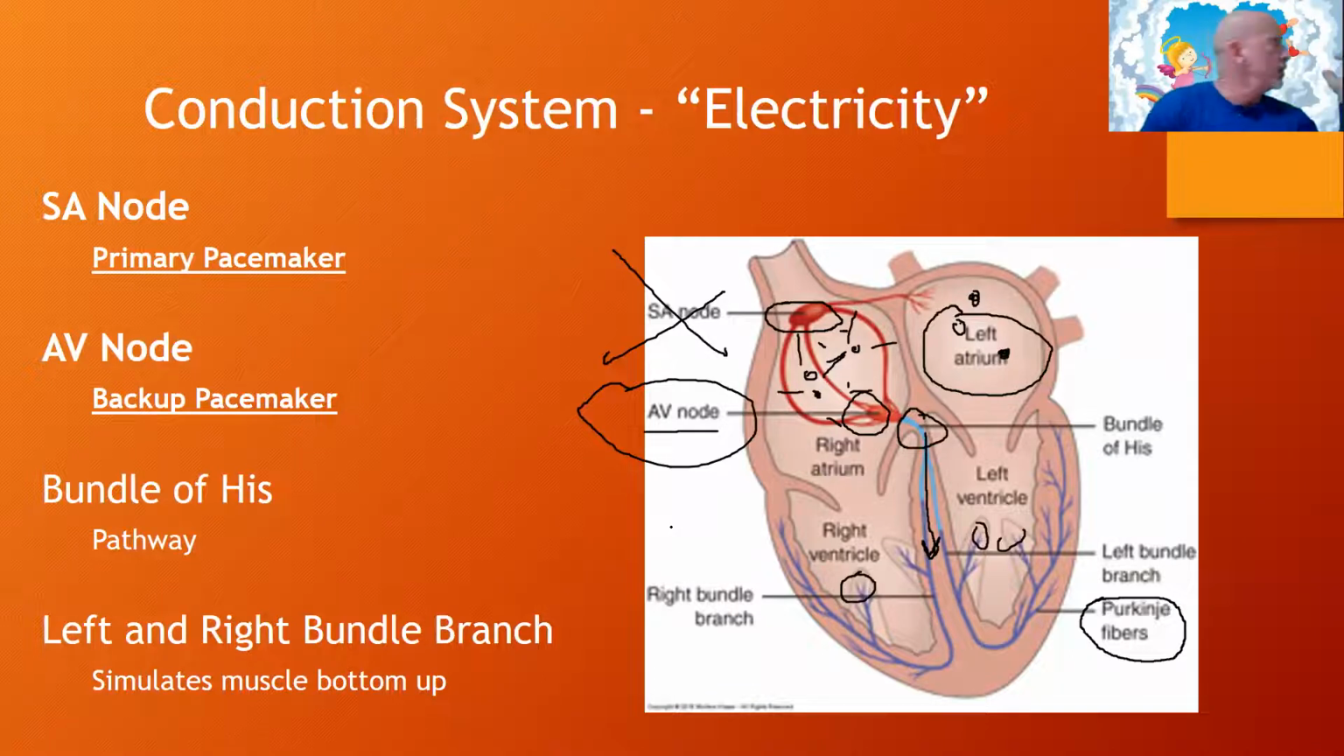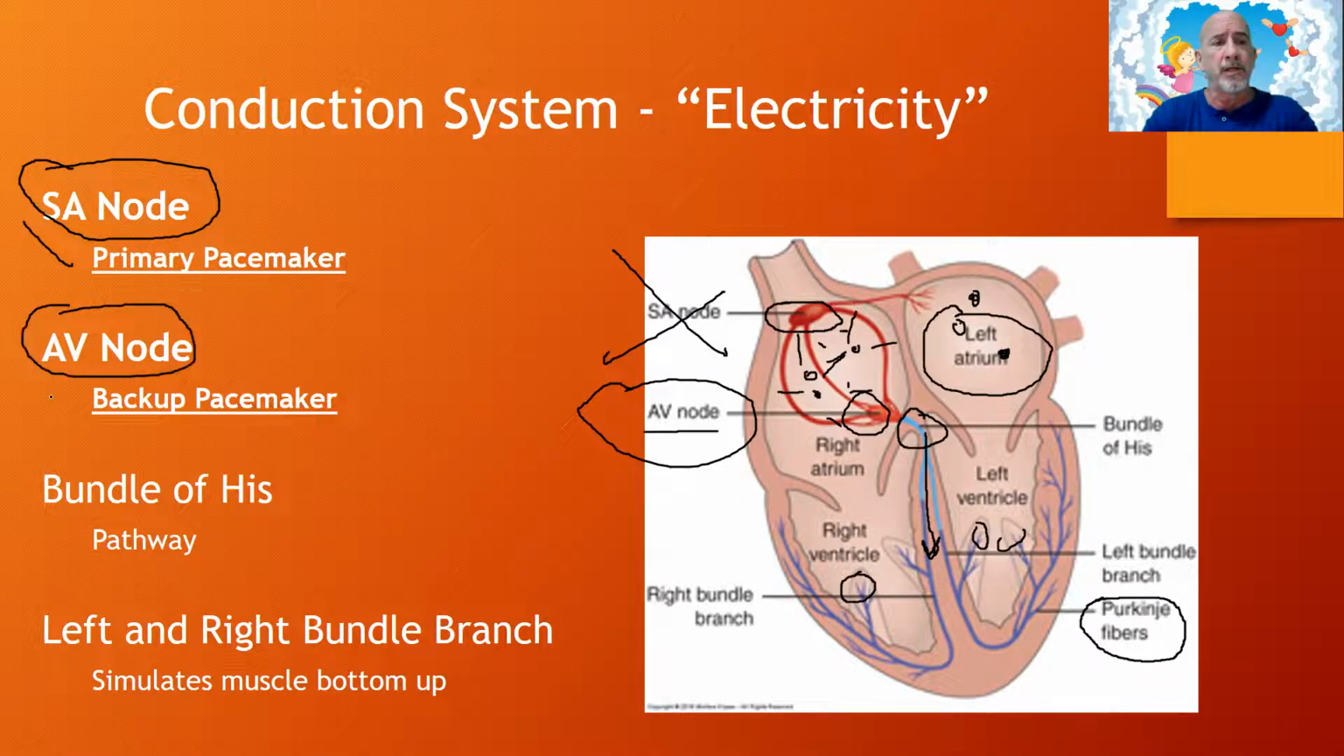Now, when we get into the electrical system in week 7, I will talk more about atrial fib and give you some more details on that. But just know that there are 2 pacemakers in the heart. The SA node is your primary, your AV node is your backup.